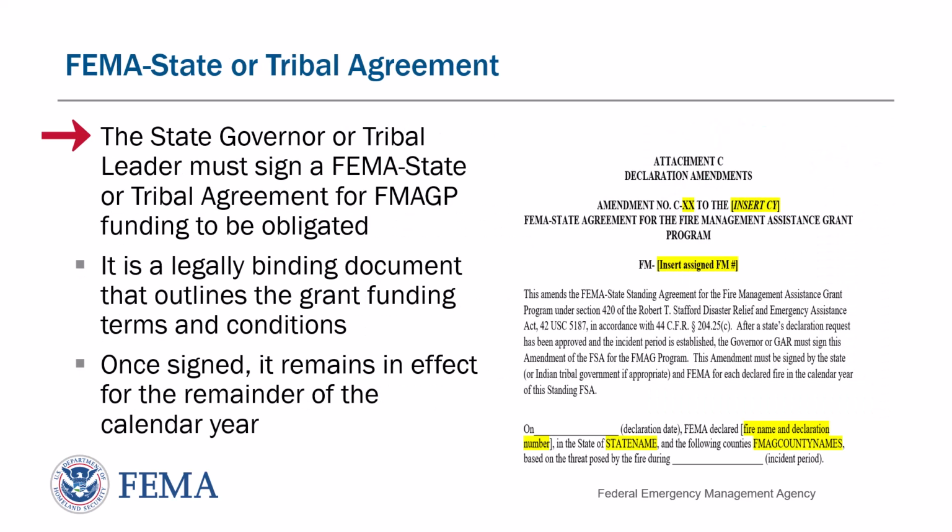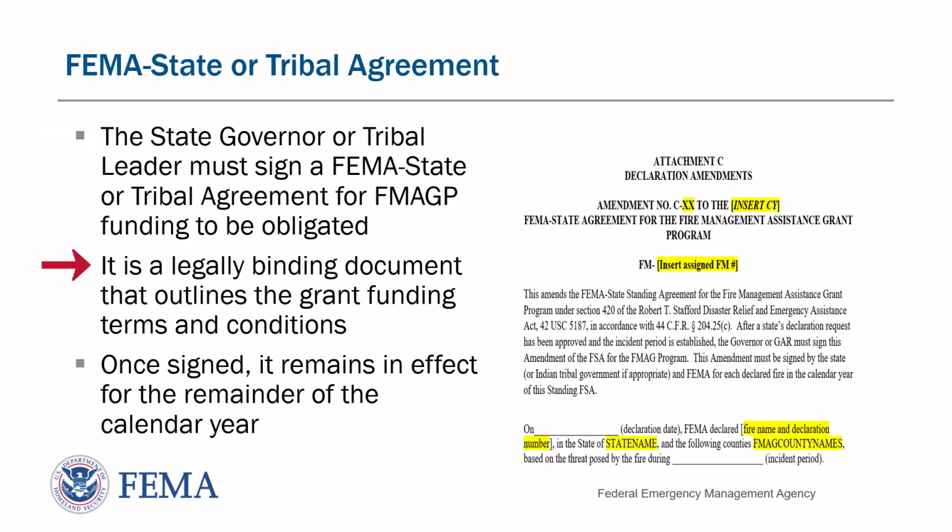The state governor or his representative must sign a FEMA state or FEMA tribal agreement for any FMAG funding to be obligated to the state as a grantee under the declaration. If a state does not have a signed FEMA state agreement in place prior to submitting a declaration request to FEMA, the state should sign one immediately after FEMA has approved the declaration request. A FEMA tribal agreement must be signed by the tribal chairman if a tribal government will serve as the grantee.